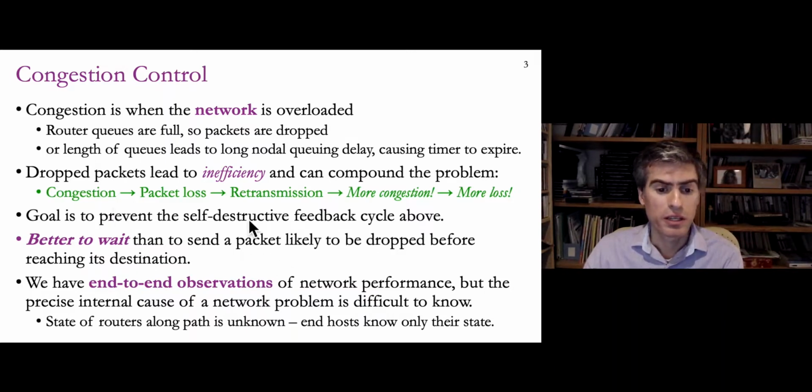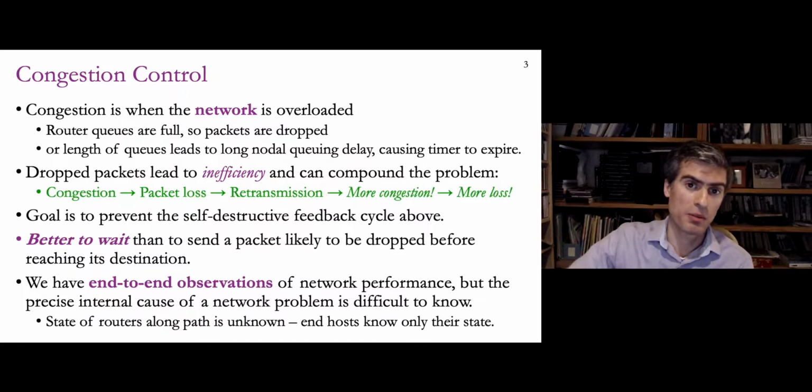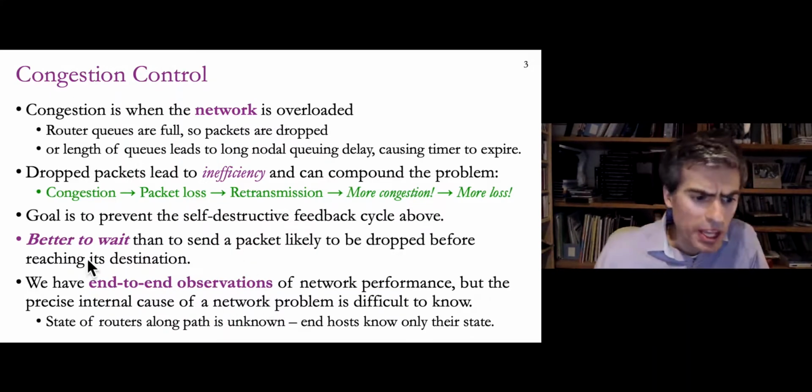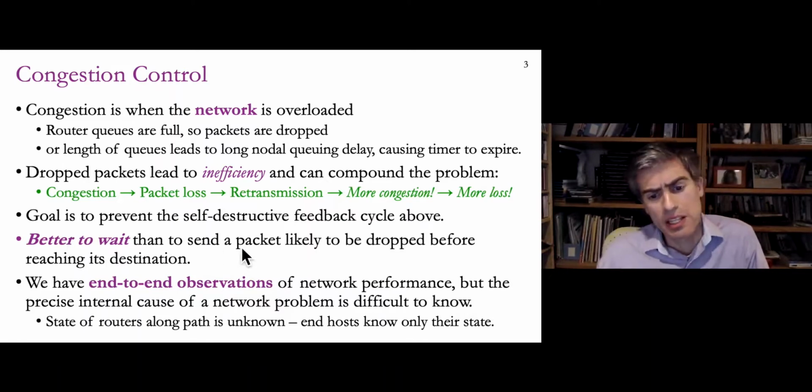So sending data too quickly leads to a self-destructive feedback cycle where more retransmissions are causing more congestion that are causing more need for retransmissions, and overall fewer of the packets in the network are actually reaching their destination, and a large fraction are just wasting space because they're going to be dropped at some hop before they finally reach the destination. So it's better to wait if you think it's likely that a packet is going to be dropped before it reaches its destination.